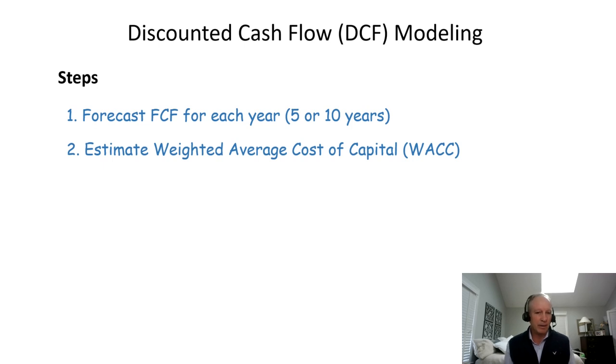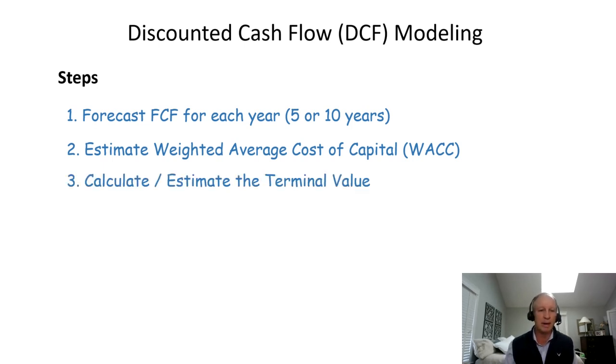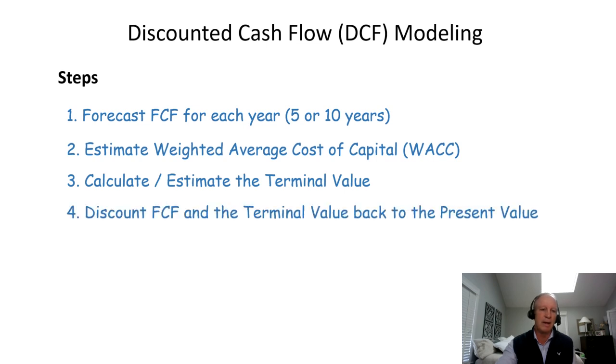You also are going to estimate the weighted average cost of capital for the firm. This is going to be the discount rate. Also, at the end of the period, the thing is that a firm is going to last forever in theory, so you can't really forecast cash flows forever. So you've got to calculate what's called a terminal value after a certain cutoff period, and that's that 5 or 10-year period that we talk about in step 1.